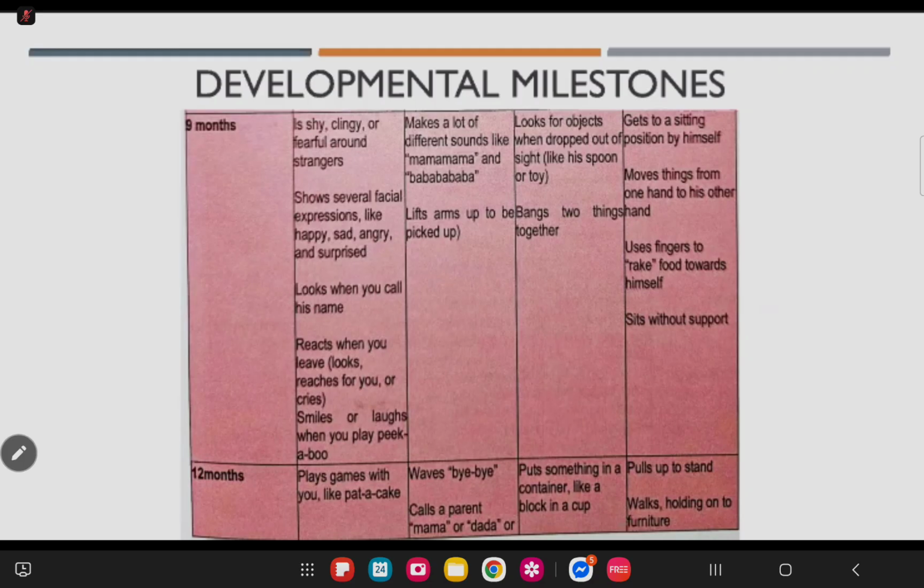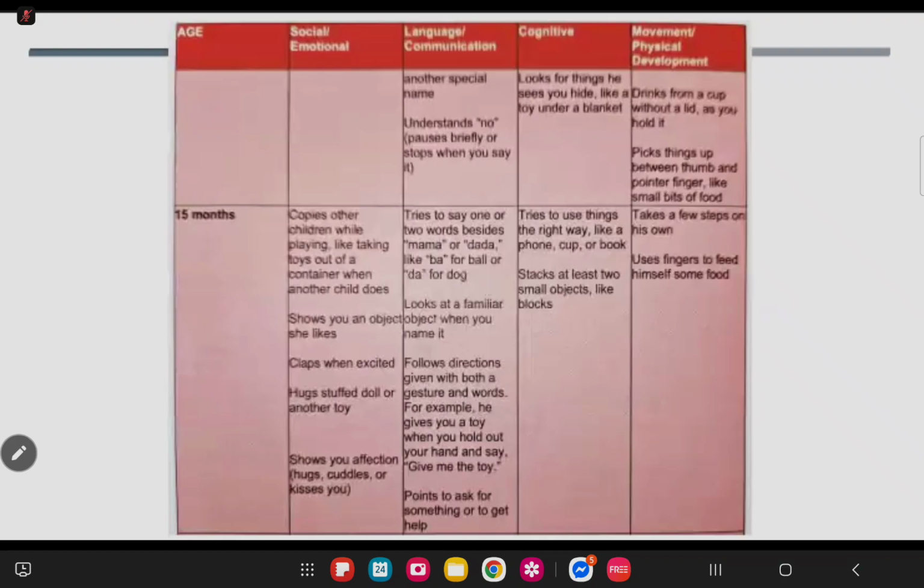Mama, dada. Okay, mama, dada, also normal milestone at 12 months. Okay, what else? Finger. Okay, very common observations.